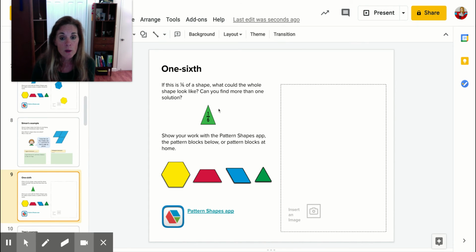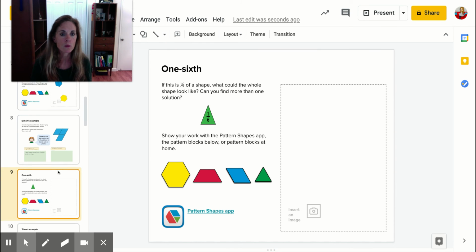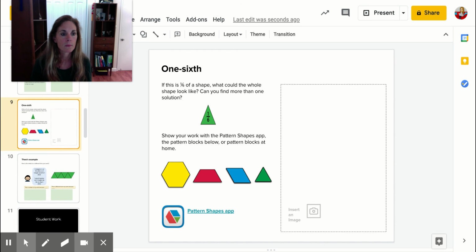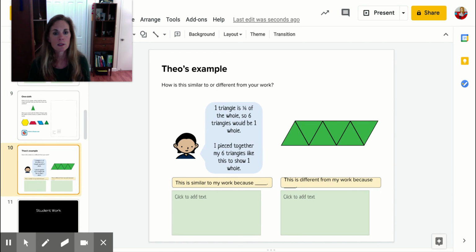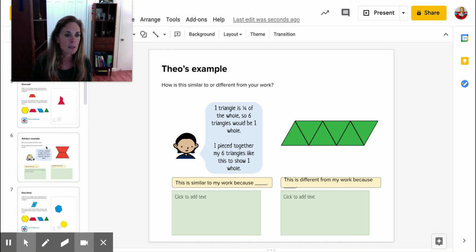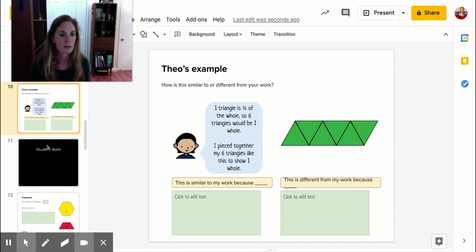1/6. You guys already figured out that 1/6 is a lot smaller than 1/2 and 1/3. What could the whole shape look like if this is 1/6? I'm going to leave this one blank for you to make a picture with. And here is Theo's example. How is this similar or different from your work? So you guys can play around with these. I'll clean up the slides before I send them off to you.